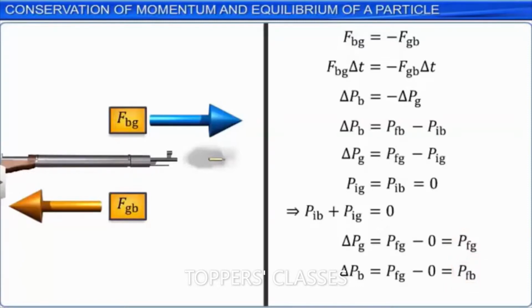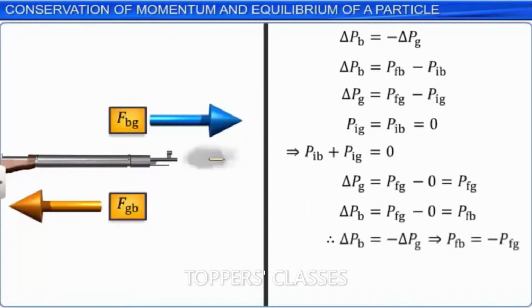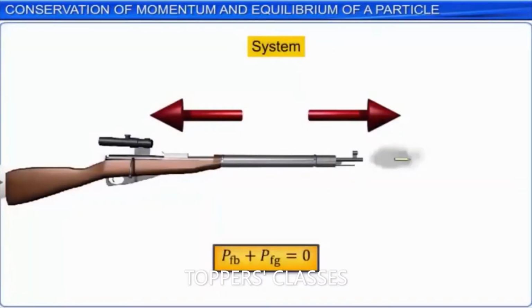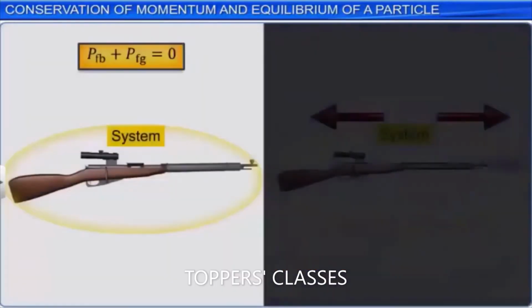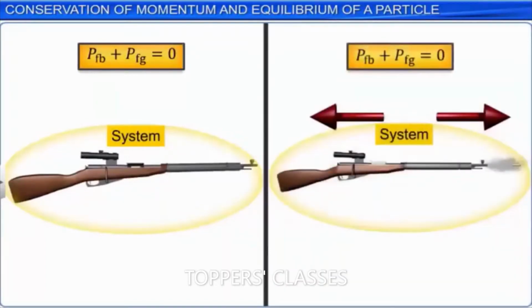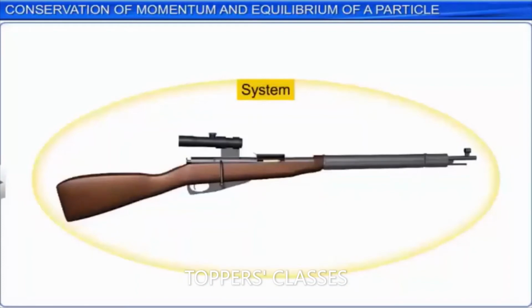Thus, the forward momentum of the bullet is numerically equal to the backward momentum of the gun, which is taken as negative. As the two momenta are numerically equal but opposite in sign, their algebraic sum is equal to 0. That is, the total momentum of the system is 0. We started with 0 momentum of the system, and its final momentum is also 0. This shows that the total momentum of the system is conserved. That is, it remains unchanged.